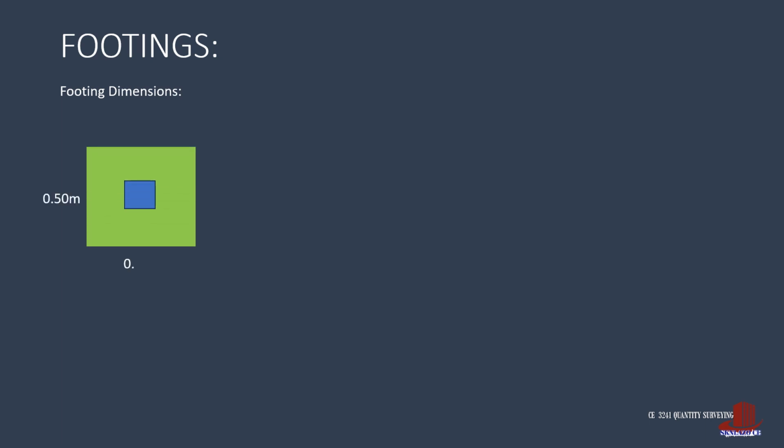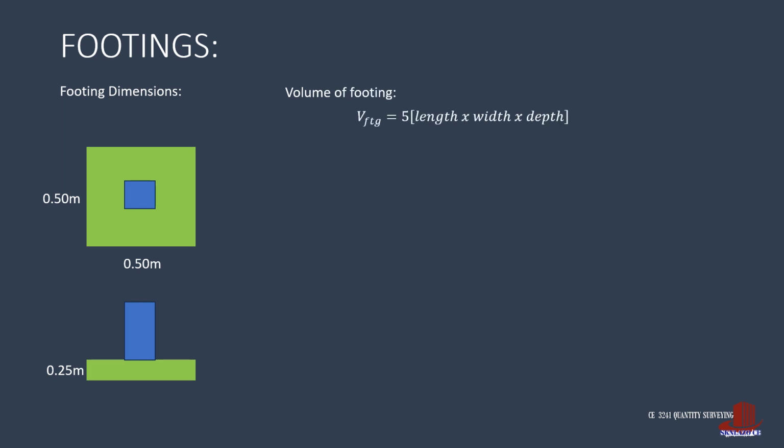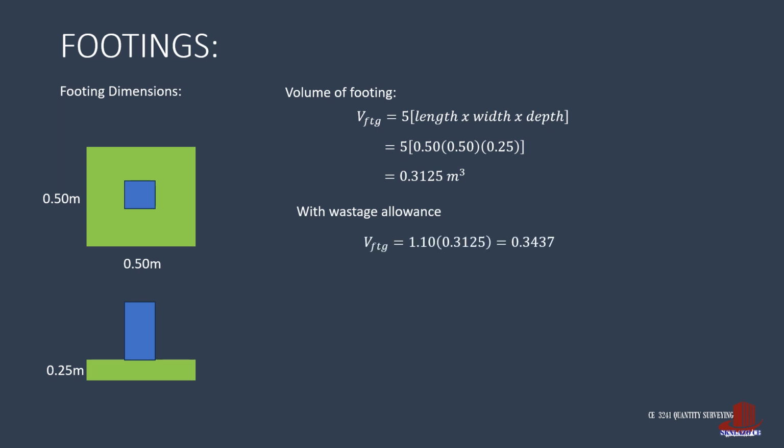Let's start with the footings. Illustrating the details, the footings are square of 0.5 meters, depth is 0.25, and there are 5 of them. The required volume can be computed as 5 times the length, width, and depth of each. So that is 5 times 0.5 by 0.5 with 0.25 meters, giving 0.3125 cubic meters. Taking an allowance for wastage, note that footings are exposed directly to the soil, so use 10%.